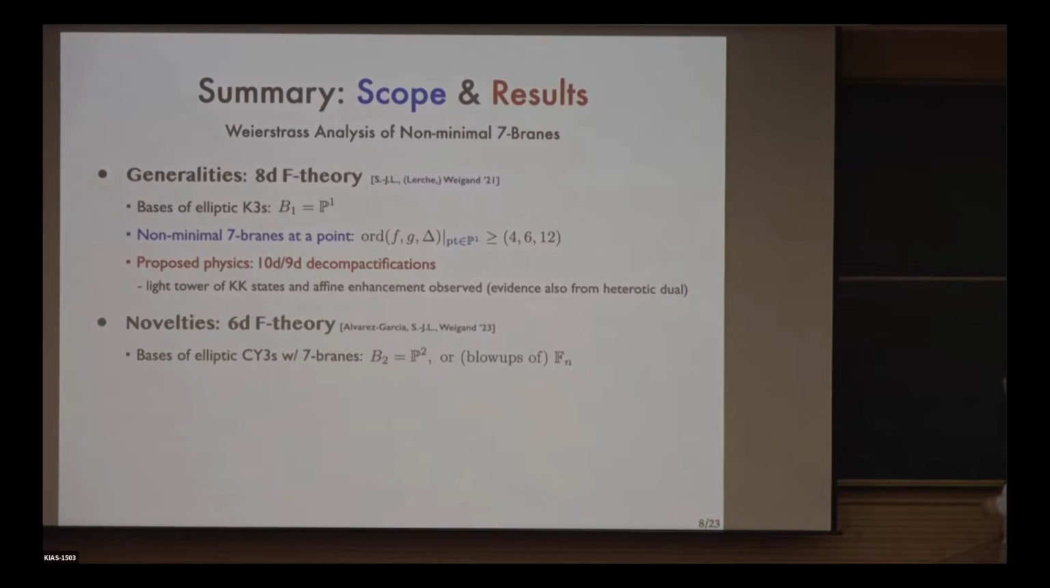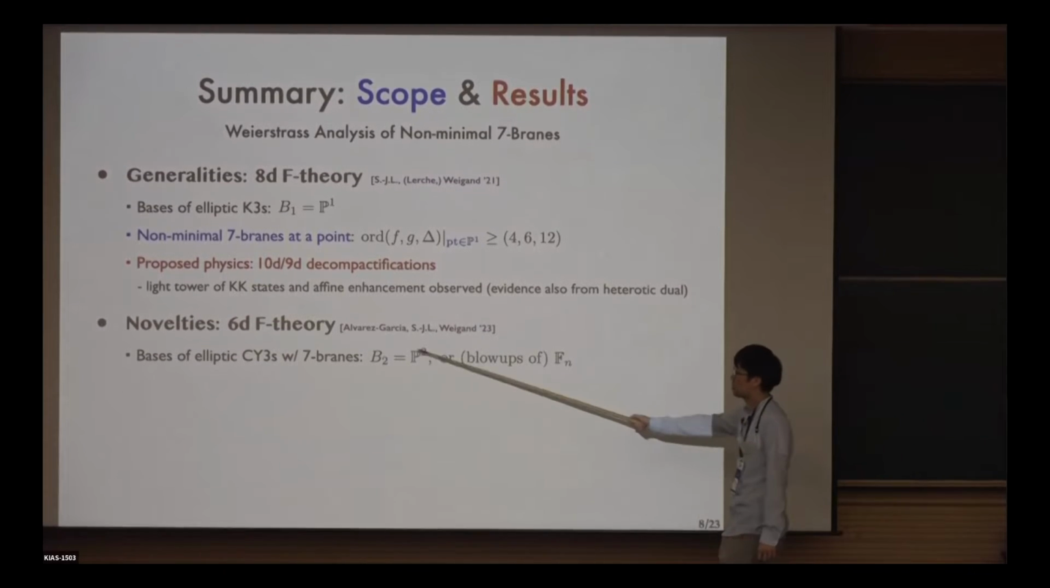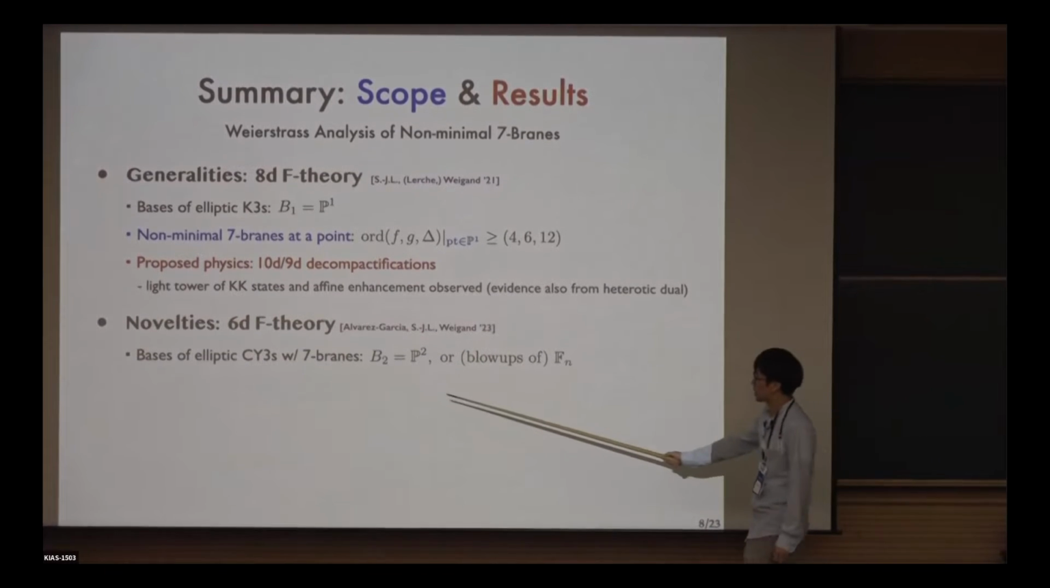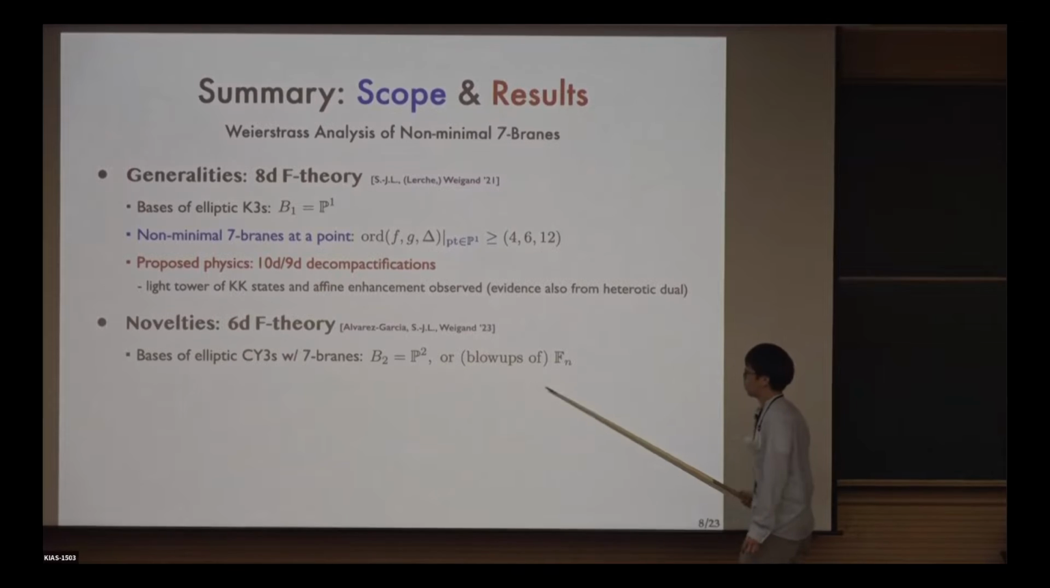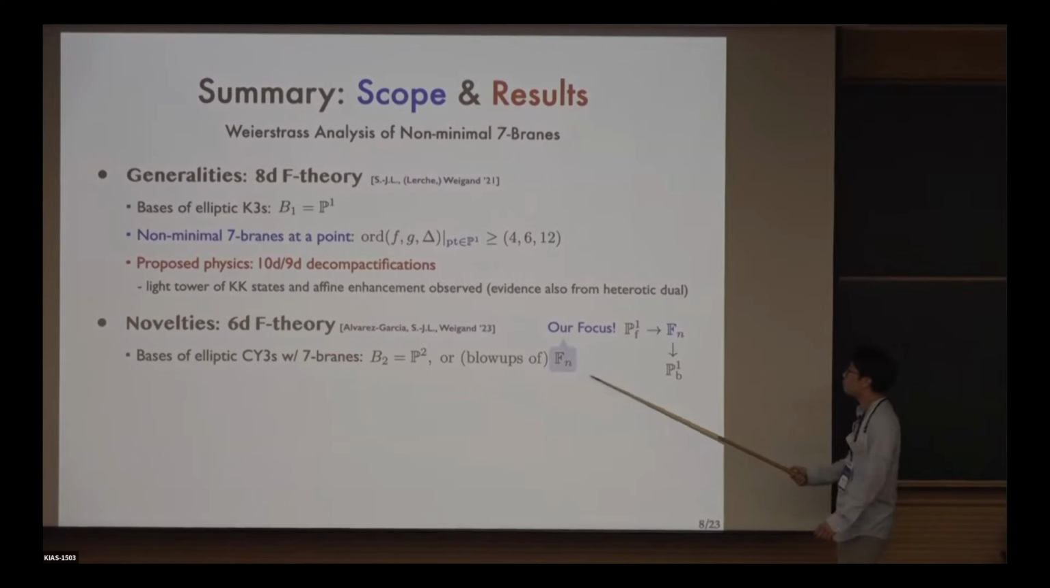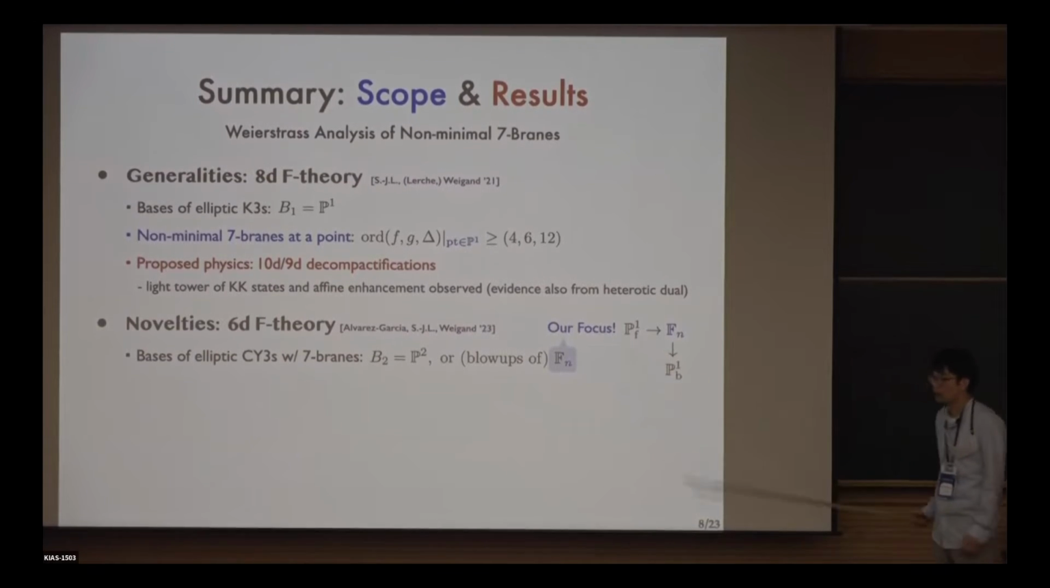Next, some novel properties of these non-minimal branes will be studied through the 6-dimensional F-theory setup, for which the base will be either P2 or the Hirzebruch surface Fn or their blowups. But because we are interested in studying infinite distance limits here, at this stage, we will just focus on the vanilla Hirzebruch surface Fn, which is a P1 fibration over P1, because all the other bases will be just finite blowups away from this base.